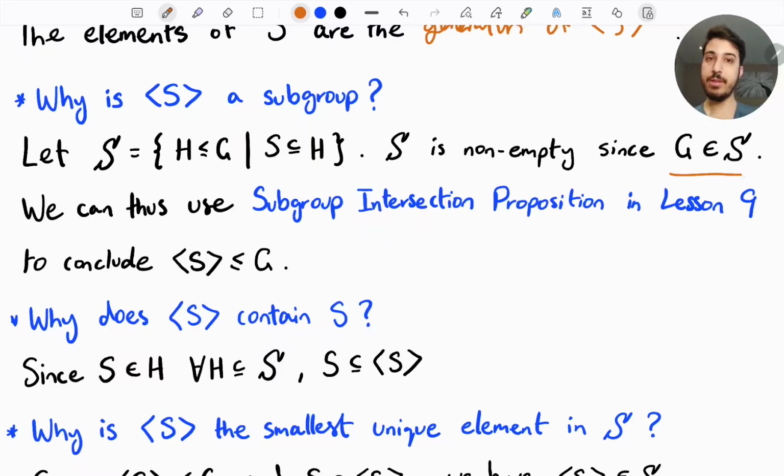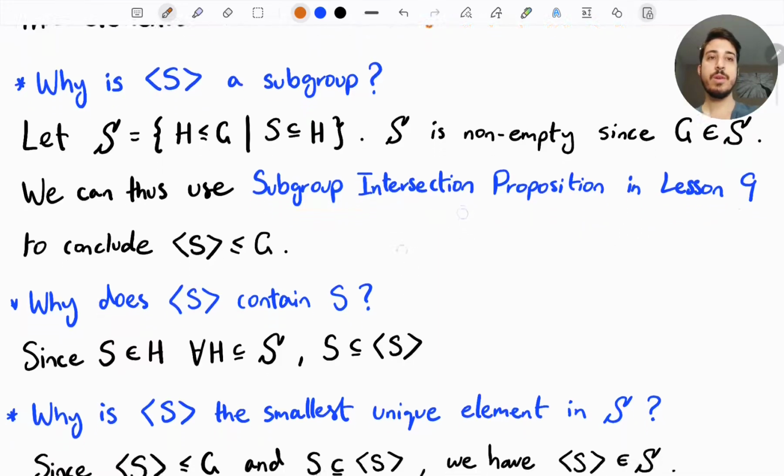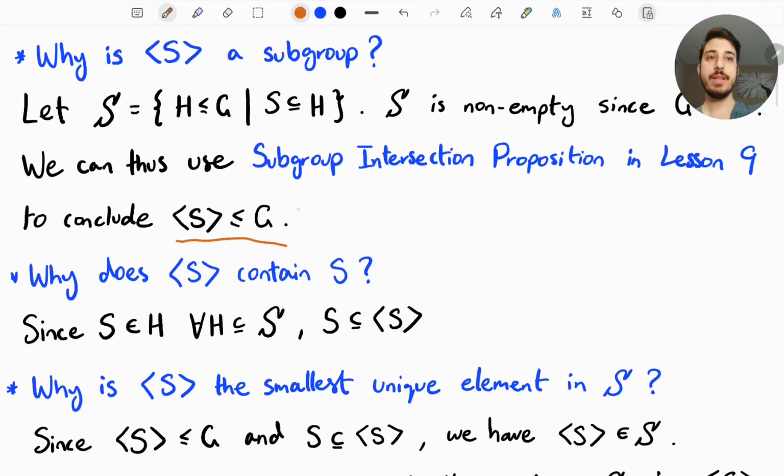If it's non-empty, then we can take all the elements in squiggly S and take their intersection, and that will be our subgroup generated by S. And we can use the subgroup intersection proposition in lesson 9 to say that this is in fact a subgroup, not a subset. So we conclude that it is in fact a subgroup of G.